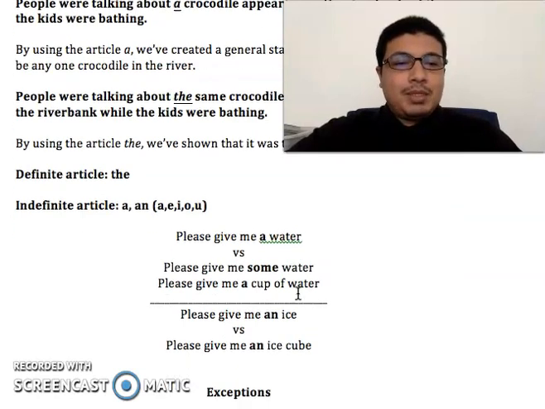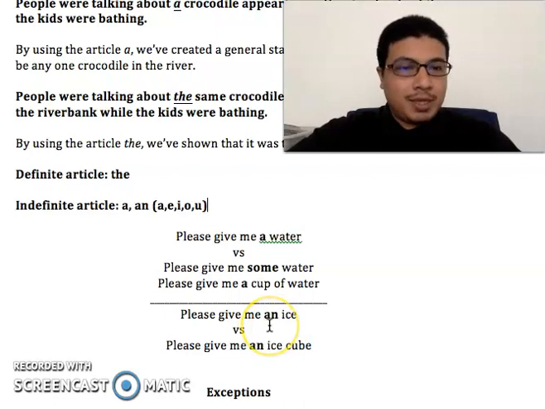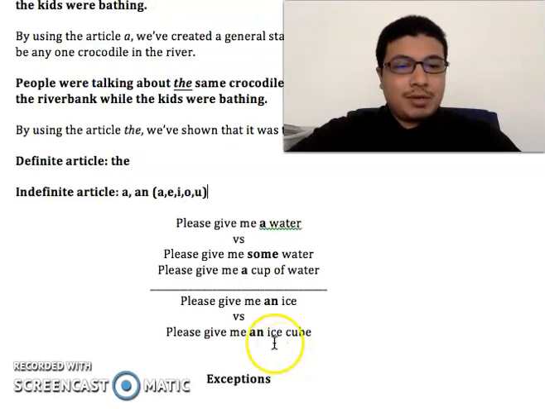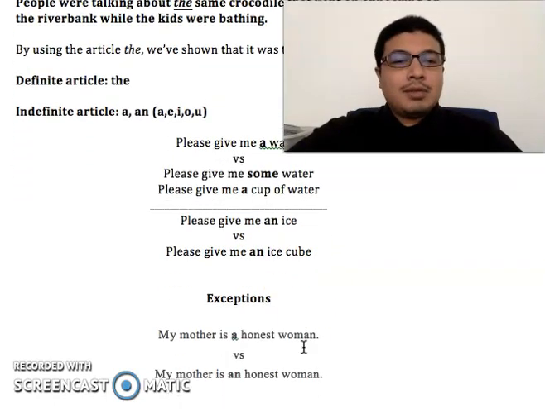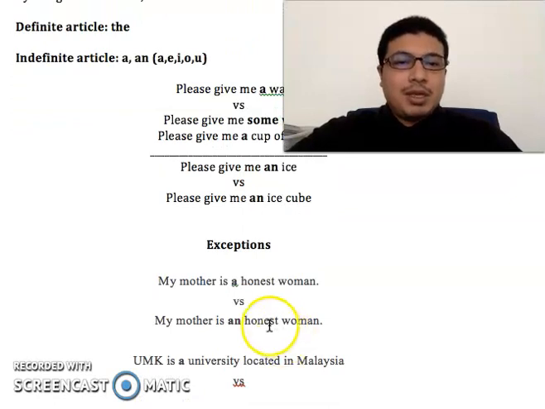Please give me an ice. Ice is uncountable, so you cannot use "an." Please give me an ice cube. This is correct because cube is countable. So there are some exceptions.